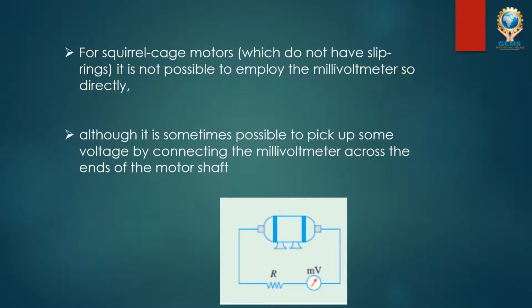In the slip ring induction motor we saw that we connect the millivoltmeter in between the slip rings. In a squirrel cage motor there is no possibility of connecting between brushes, because there is no slip ring or brush. So we have to connect across the two ends of the rotor, as shown in the figure. If we connect like that, the millivoltmeter will show the reading and the oscillations, and based upon that we can calculate.